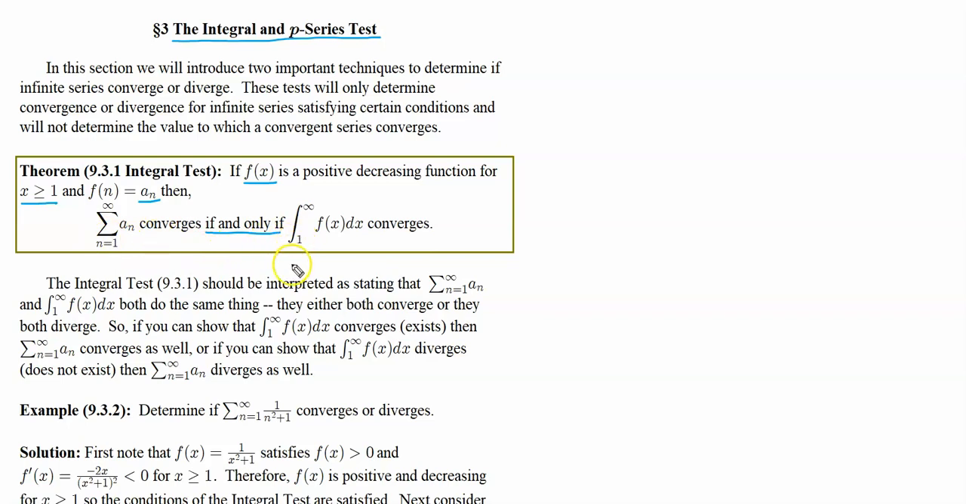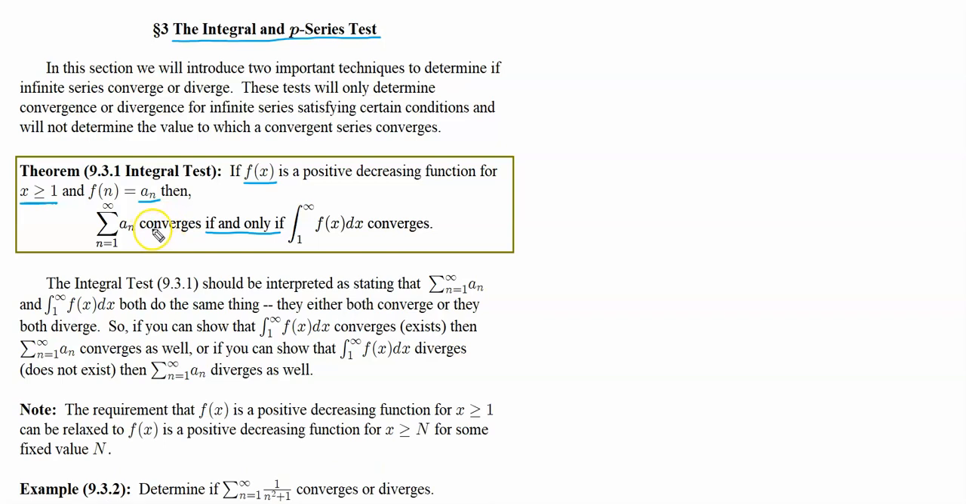So that's another way to interpret it. They both do exactly the same thing, as long as the f of x satisfies the necessary conditions, that it is a positive decreasing function and f evaluated at the integers equals your an sequence.